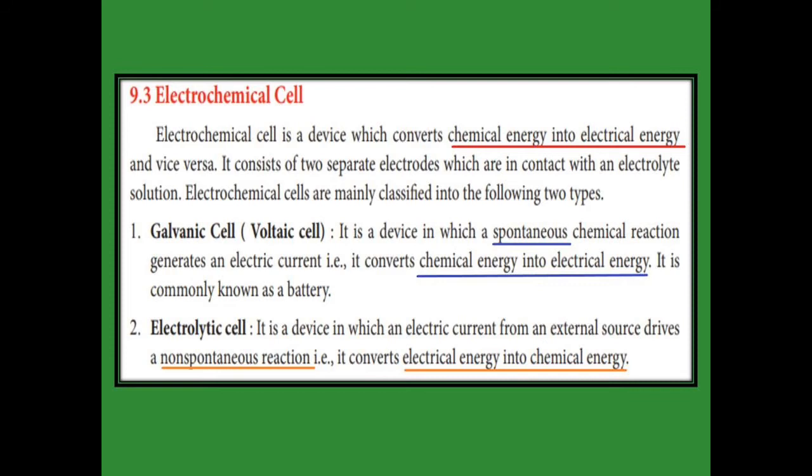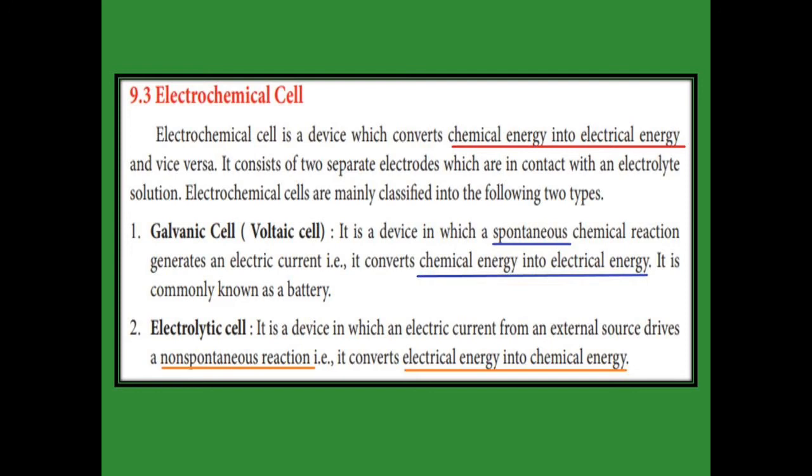There are two types of electrochemical cell. One is the galvanic cell, another name is voltaic cell. In this cell, it spontaneously produces electric current with the help of chemical energy. That is, chemical energy is spontaneously converted into electrical energy. It does not require any initiation for the reaction, so it is called spontaneous. It occurs on its own and on its own it gives electrical energy. For example, a battery.